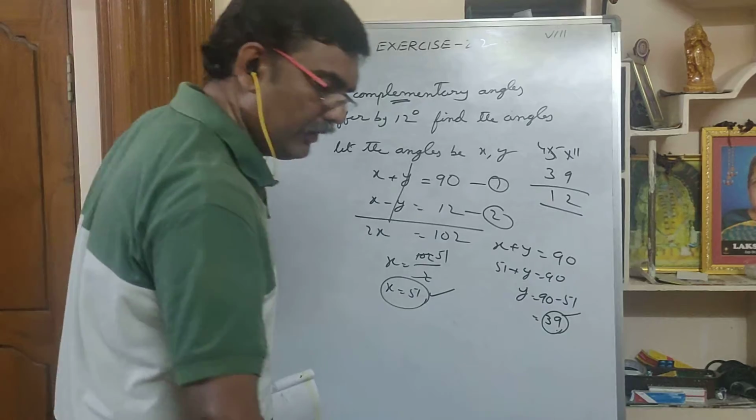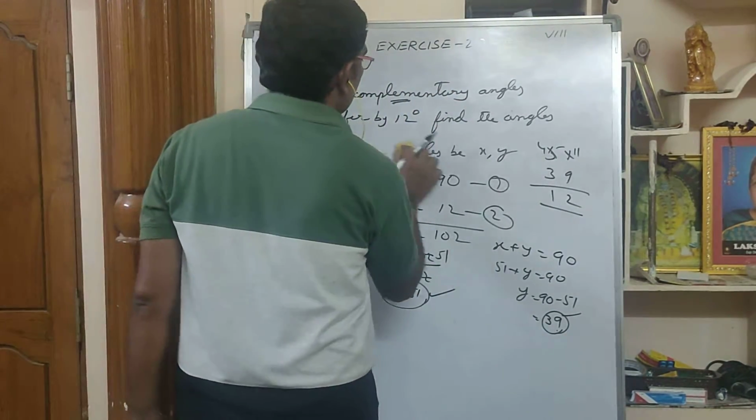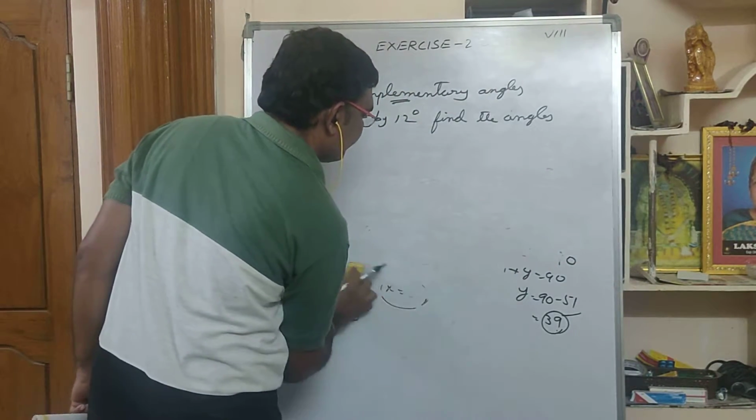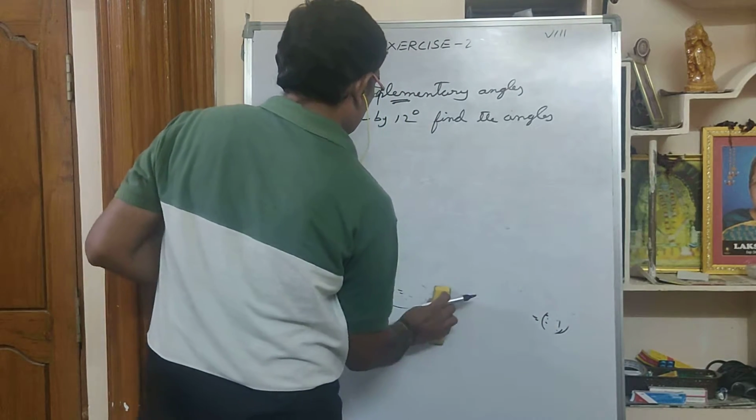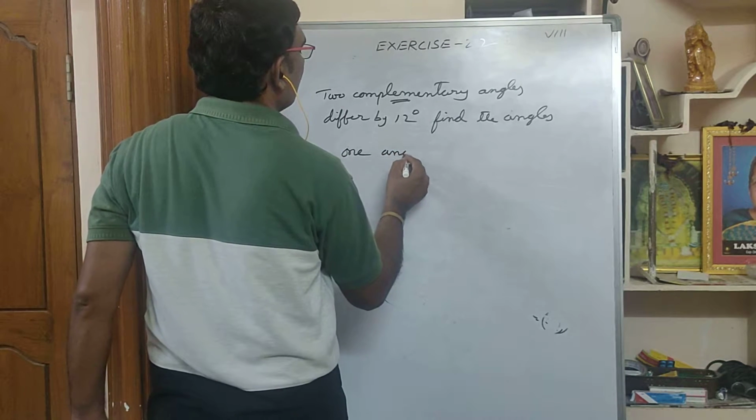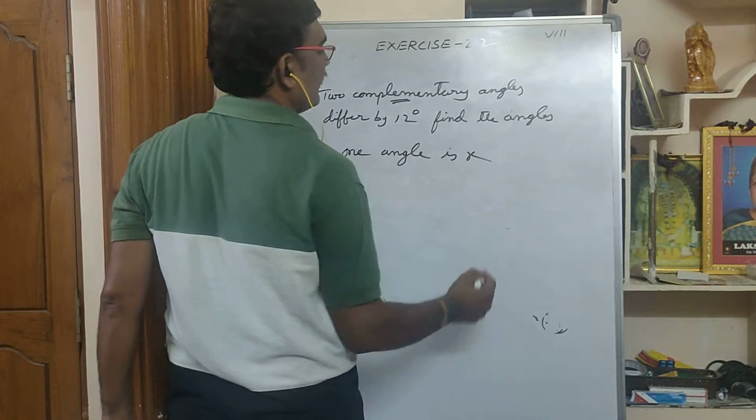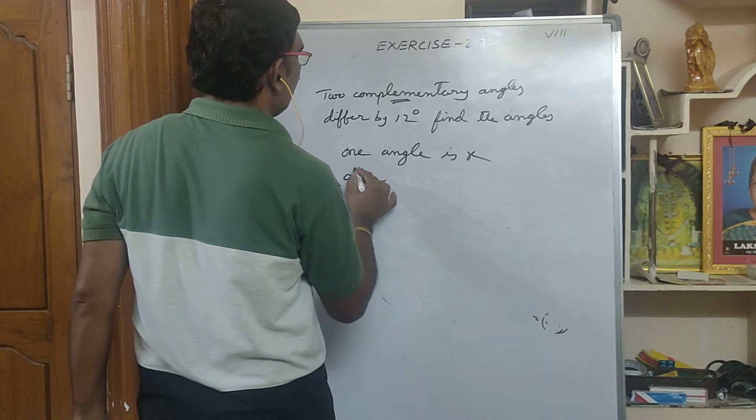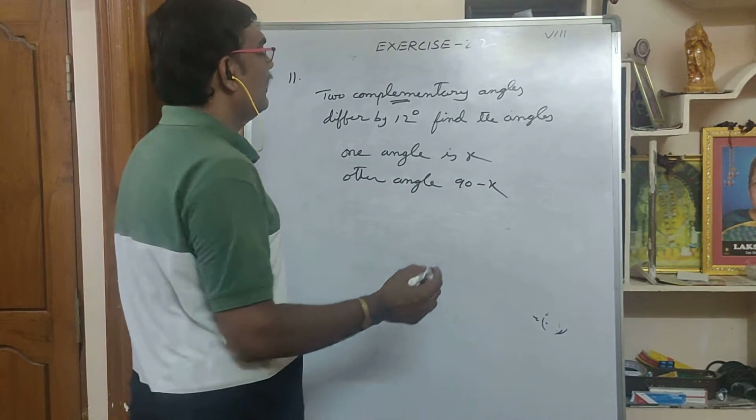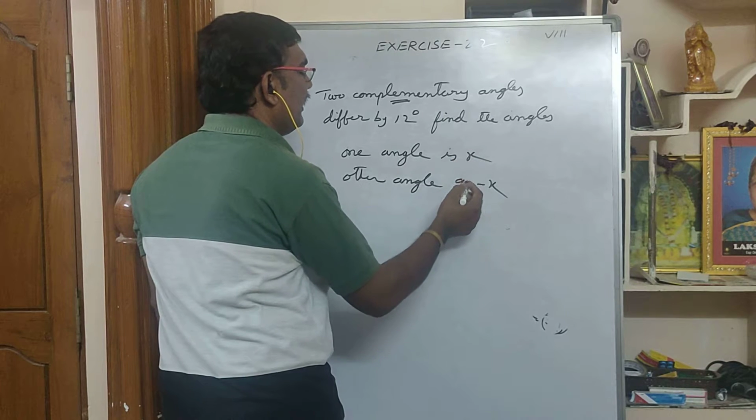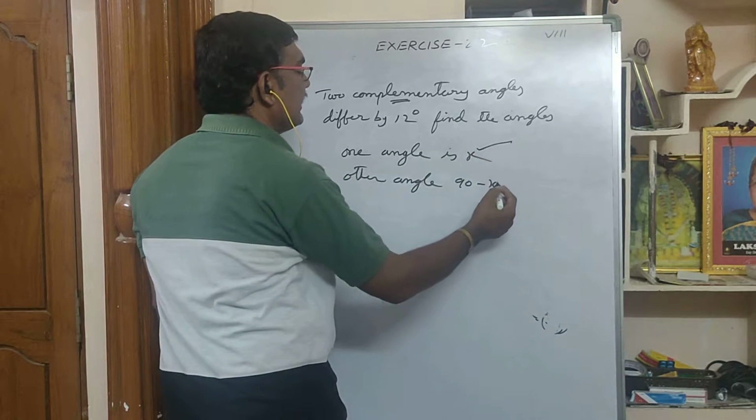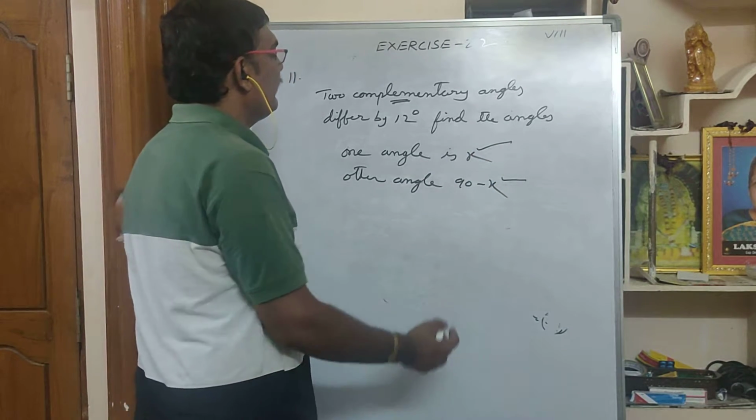Some teachers will do it differently: they won't take two angles, they will take only one angle. One angle is x. So the other angle becomes 90 minus x. Why? Because if you add these two, minus x plus x cancel, you get 90 only. If one complementary angle is x, the other complementary angle will be 90 minus x.